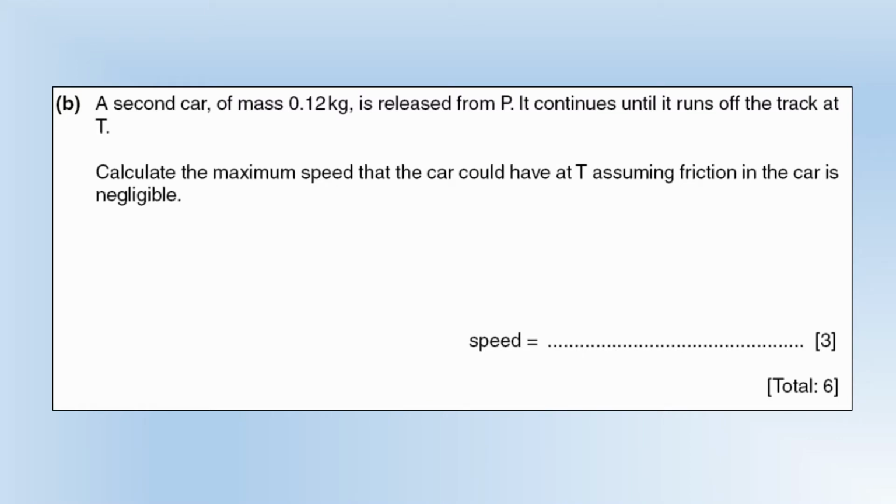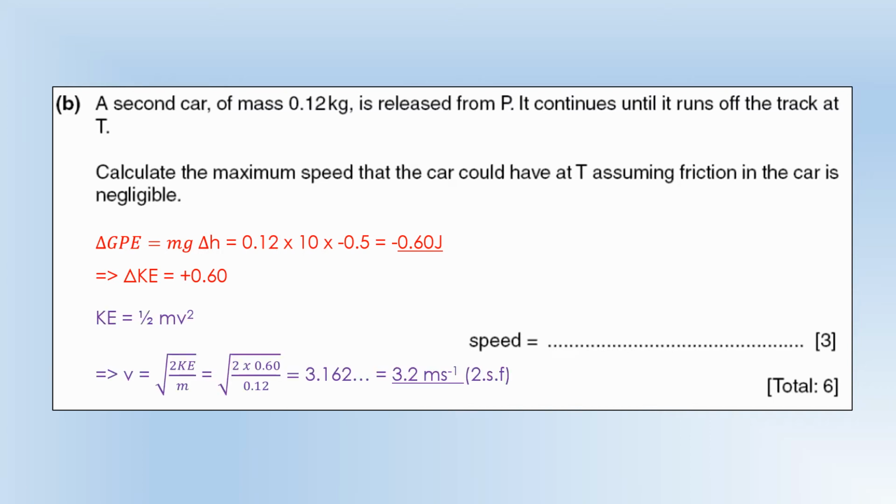So a second car of mass 0.12 kilograms is released from P. It continues until it runs off the track at T. Calculate the maximum speed of the car that can have at T, assuming friction is negligible. So the change in GP from Q to T, the height change is 0.5 meters, so it loses 0.6 joules of GP, and that means it must gain 0.6 joules of kinetic energy so that total energy stays the same. Then once we've done that, we can use the kinetic energy equation, rearrange it to make speed the subject, plug the values in, and we get what the speed is.